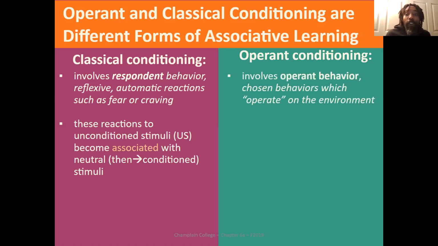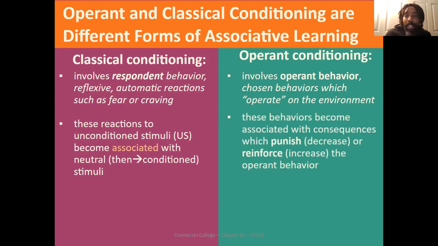Operant conditioning involves operant behavior, chosen behaviors which operate on the environment. These behaviors become associated with consequences which punish, decrease, or reinforce, increase the operant behavior. And when we look at operant conditioning, we'll look at both positive and negative reinforcement, and we'll look at the concept of punishment.